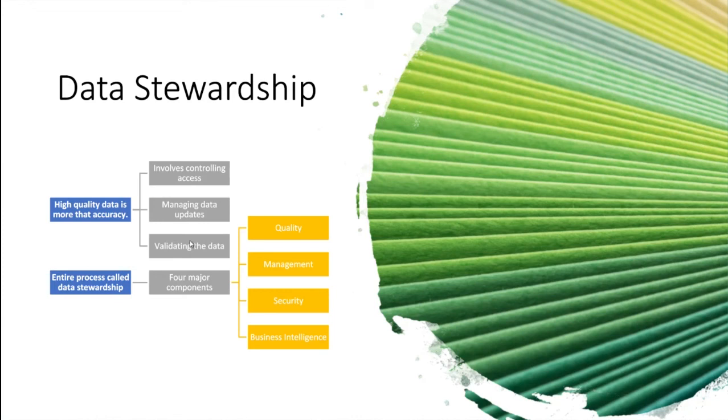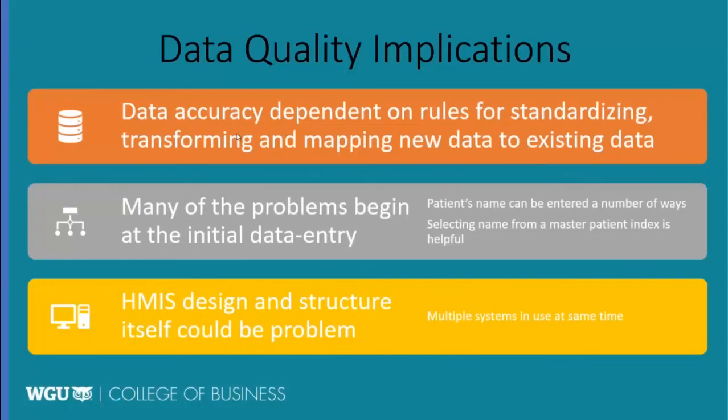Okay. How do we know that this is correct? How do we know that this is accurate? There are four key components to data stewardship: quality, management, security, and business intelligence. Data accuracy is dependent on the rules for standardizing, transforming, and mapping new data to existing data. There should be a connection. If you have legacy software and applications in your organization, those systems should somehow connect. There should be a connection to help ensure the accuracy of that data.